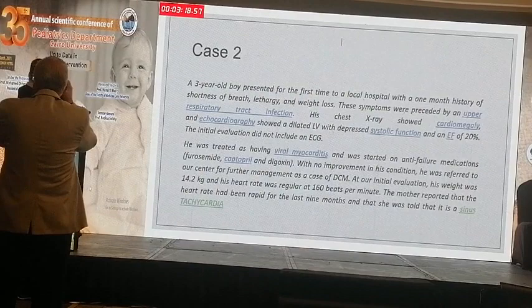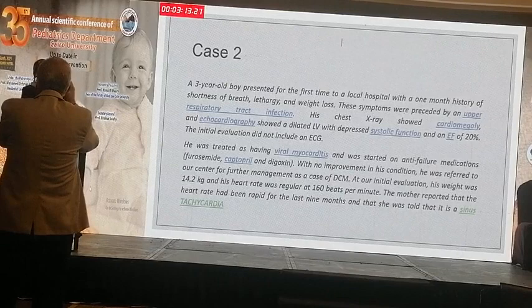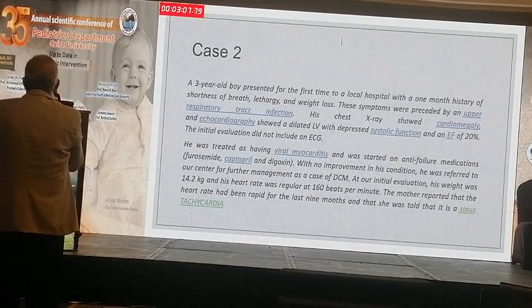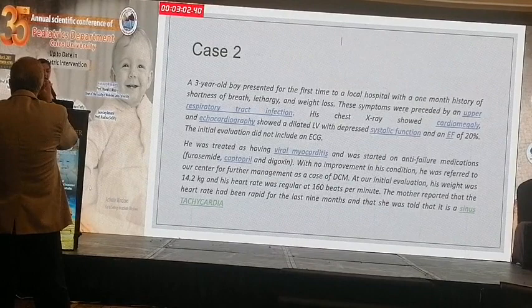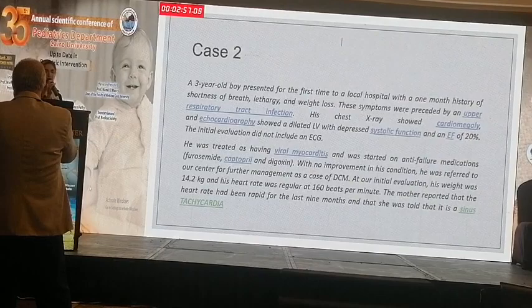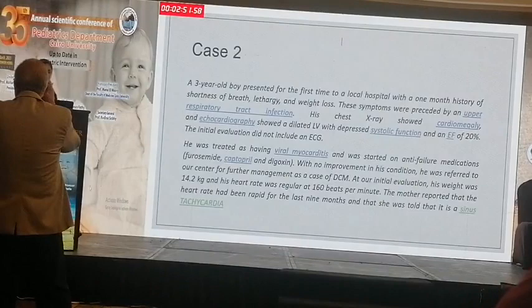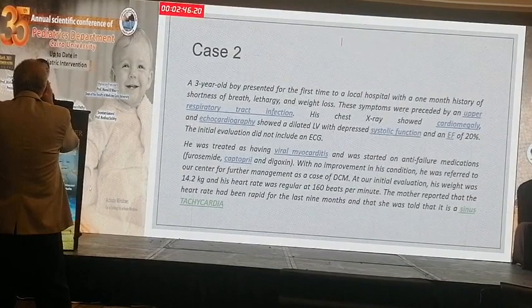He was treated as having viral myocarditis and was started on anti-failure medications: furosemide, captopril, and digoxin. With no improvement in his condition, he was referred to our center for further management as a case of dilated cardiomyopathy. At our initial evaluation, his weight was 13.2 kilograms and his heart rate was regular at 160 beats per minute. The mother reported that the heart rate had been rapid for the last 9 months, and that she was told it is a sign of tachycardia.